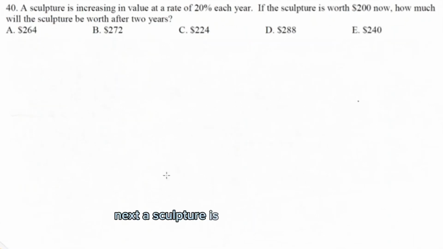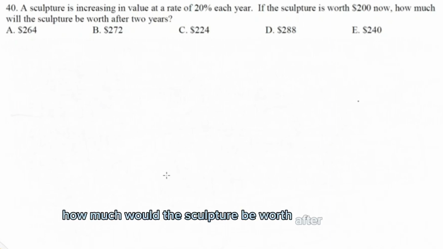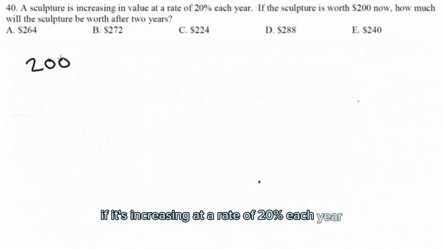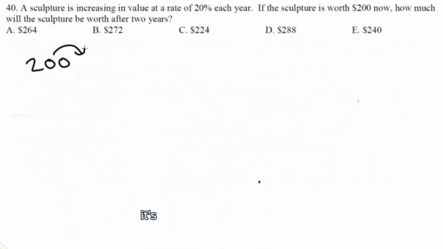Next, a sculpture is increasing in value at a rate of 20% each year. If the sculpture is worth $200 now, how much will the sculpture be worth after 2 years? Alright, so it's worth $200 now. So that means if it's increasing at a rate of 20% each year, that means after 1 year, it's going to be 1.2 times as much.